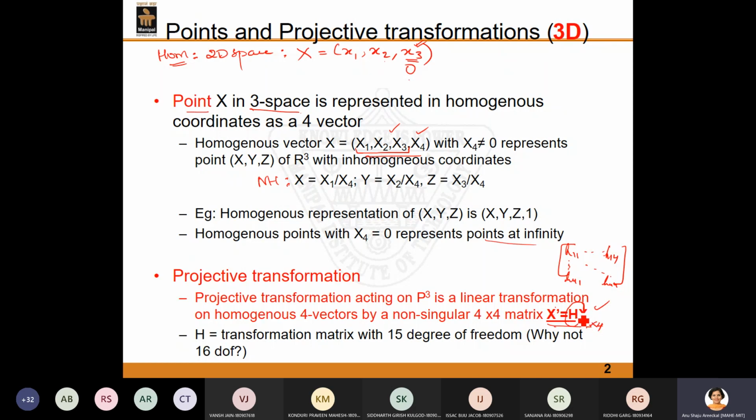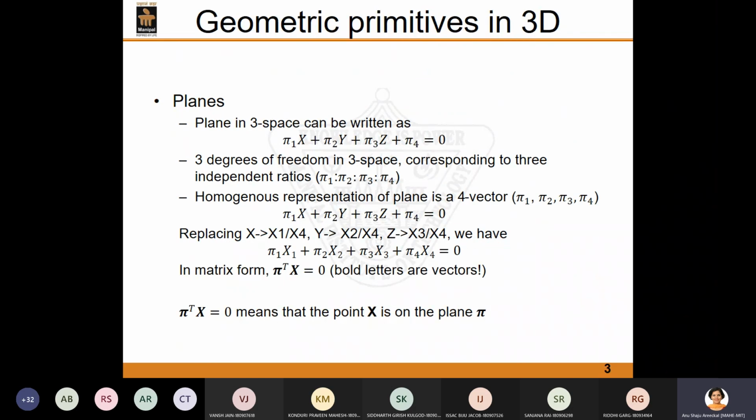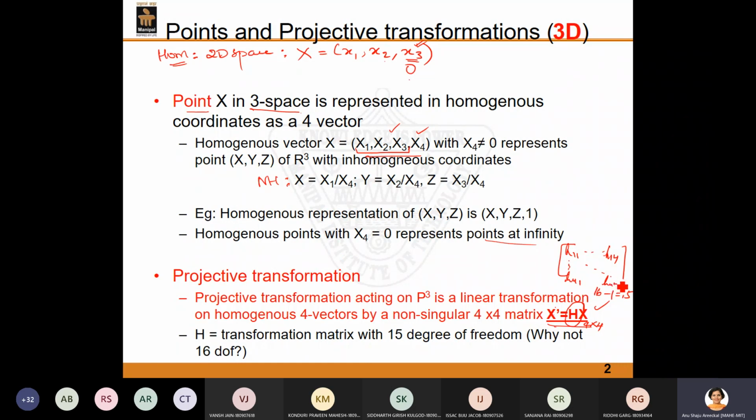But when you're calculating the total number of unknowns, it won't be 16, it would be 16 minus 1, which is 15, because here H44 becomes a scaling factor. We can divide all the other elements by H44 when we are converting to the non-homogeneous form. So in effect, the number of unknown ratios which I'm calculating is just 15. So my degree of freedom in the case of 3D space for H, the projective transformation matrix, would be 15.